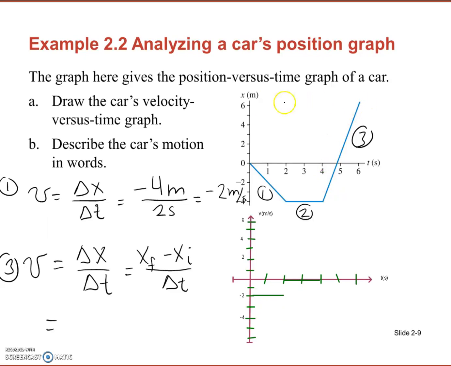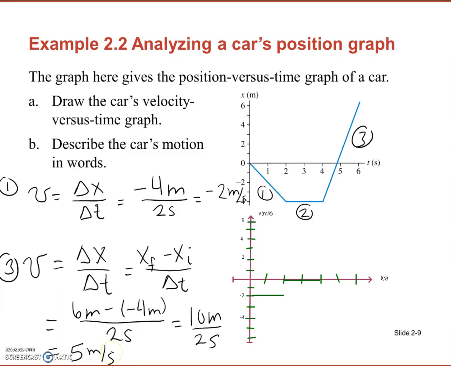So my final position looks like it's about 6 meters minus my initial position, which is minus 4. So 6 minus negative 4. And my time interval here is from 4 to 6 seconds. So that's 6 seconds minus 4 seconds is 2 seconds. 6 minus negative 4, that's 6 plus 4, that's 10 meters divided by 2 seconds, which is equal to 5 meters per second. So for the final portion of my motion, my car is going 5 meters per second.